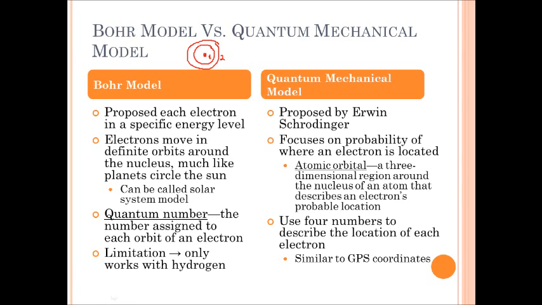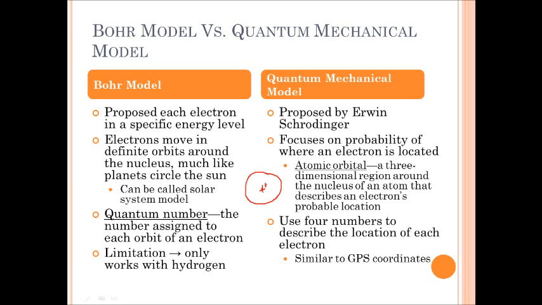Okay? Once you got anything above hydrogen, it wouldn't work. Now, what we hold as our current view is what we know as the quantum mechanical model. This was proposed by Erwin Schrödinger. And what it says is instead of being defined rings, it's more of a probability where an electron is going to be located. And that general area we call an orbital. So instead of thinking of it as defined rings, we now think of it as like a cloud with our nucleus in the middle. And the electrons could be anywhere within the cloud.